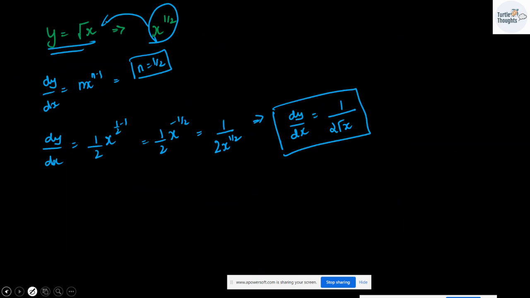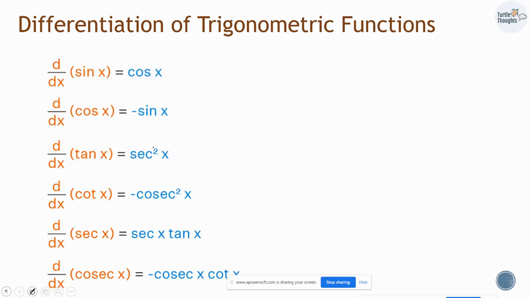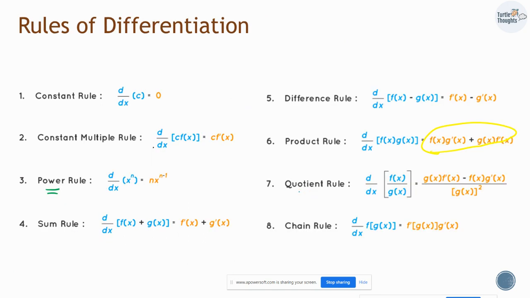Next, let me discuss the quotient rule. The quotient rule says that if we have two functions which are divided, a function in the numerator and a function in the denominator, then the differential of that function is going to be the second function multiplied by the differential of the first function minus the first function multiplied by the differential of the second function, divided by the second function whole square.